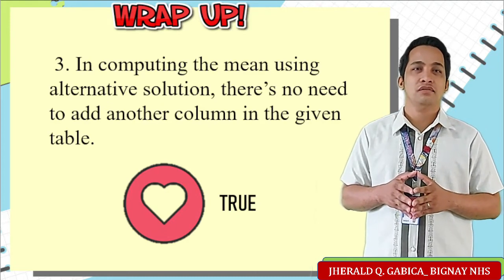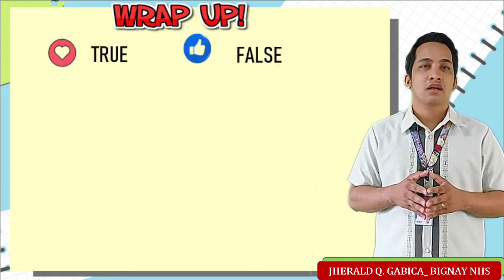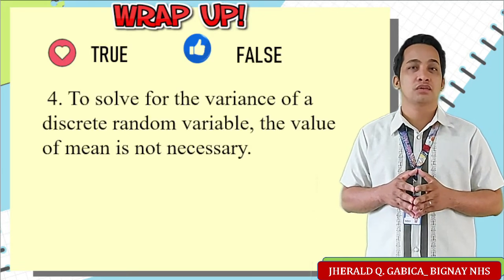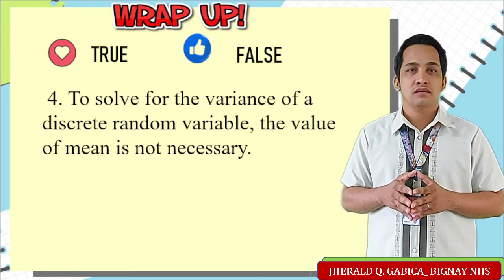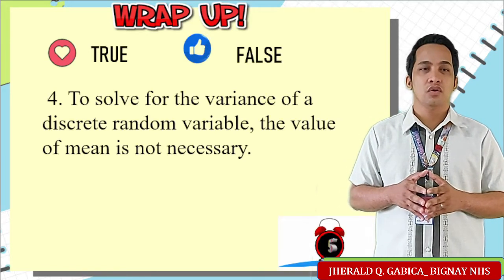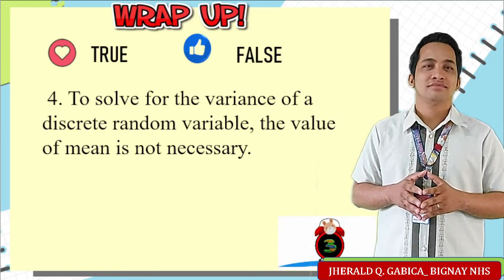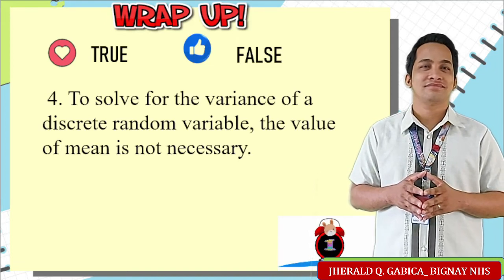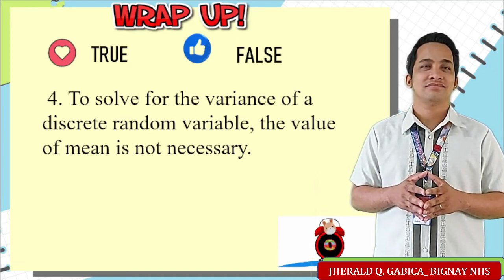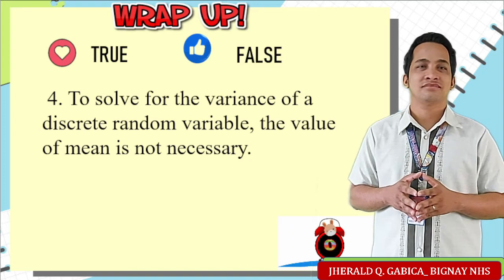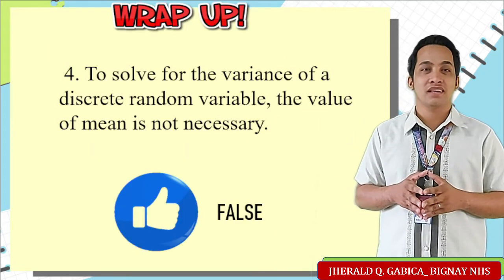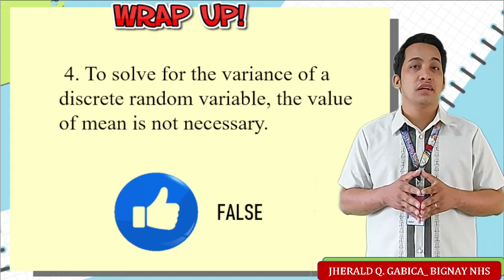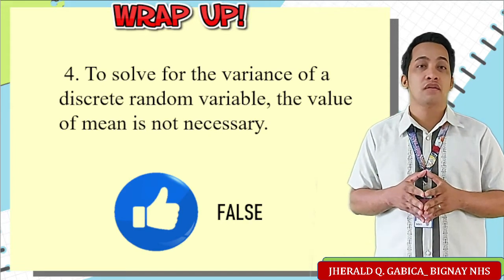And last, we have: to solve for the variance of a discrete random variable, the value of mean is not necessary. 5 seconds. Go. Time's up. The correct icon is like. The first step to solve for the variance actually needs the value of the mean.